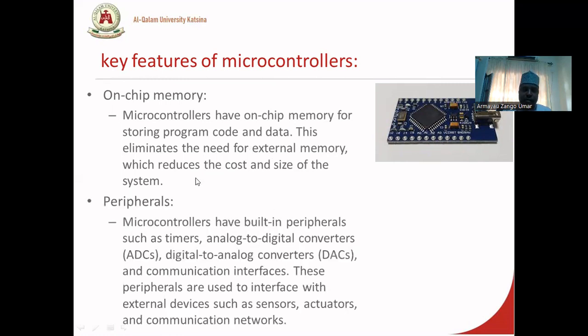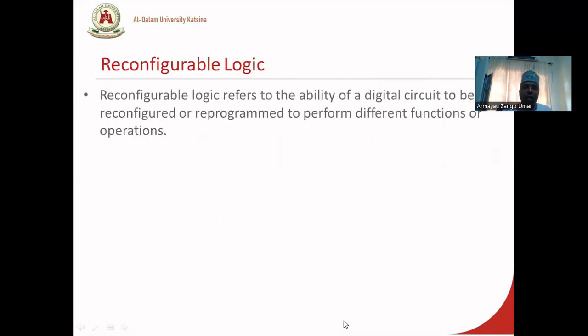In addition to memory, you can have additional peripherals such as converters for converting digital to analog or analog to digital, as shown in the first diagram on this slide. Mostly these peripherals are used to interface with external devices such as sensors, actuators, and communication. So apart from ASICs and processors, remember microcontrollers are simply a specialized version of processors.